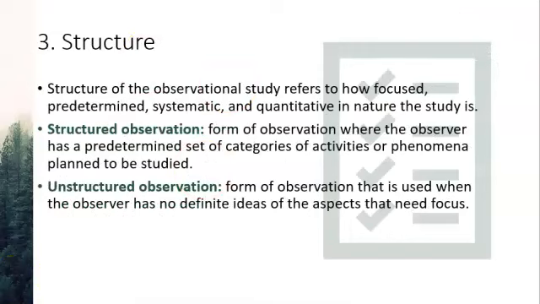The third thing you need to make a decision on is structure. What structure refers to is basically if you have a clear plan going in, so how focused, predetermined, systematic, and quantitative in nature the study is. If you use what's called structured observation, it's generally quantitative in nature. That just means you know which categories or activities you're planning to study.